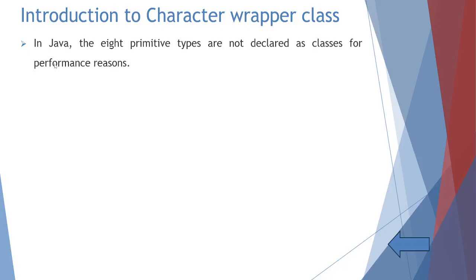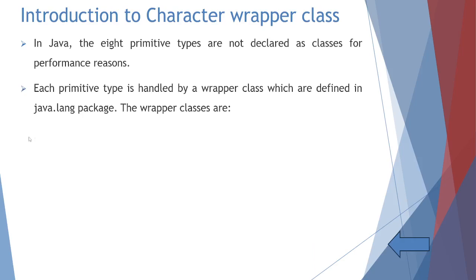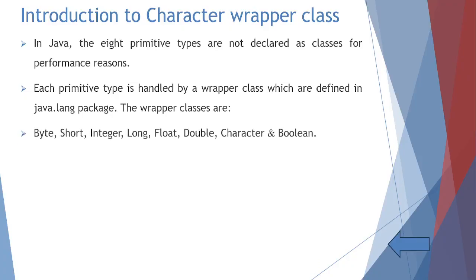In Java, there are 8 primitive types. They are not declared as classes for performance reasons, and each primitive type is handled by a wrapper class. These wrapper classes are defined in the java.lang package. The wrapper classes are Byte, Short, Integer, Long, Float, Double, Character, and Boolean. And in Java, all the classes start with a capital letter.